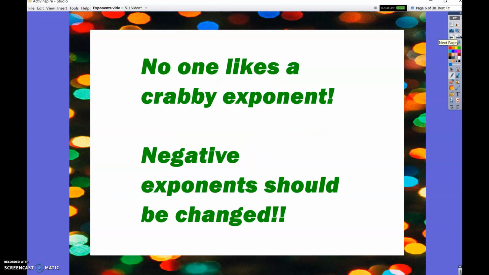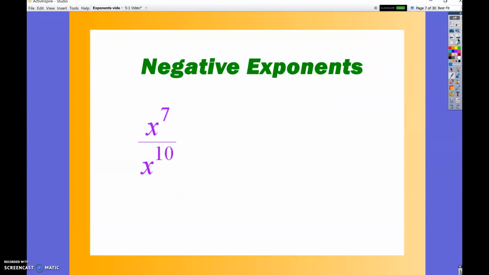When it comes to that negative exponent, so when we saw that 1 over x to the 3rd, I also mentioned it could be written like this, x to the negative 3rd. But nobody likes a crabby exponent, kind of like a crabby toddler. If they're not behaving, you might say, you know what, you need to go down and take a time out. Go into a different location. We do not want to end up with negative exponents. We always want to change them.